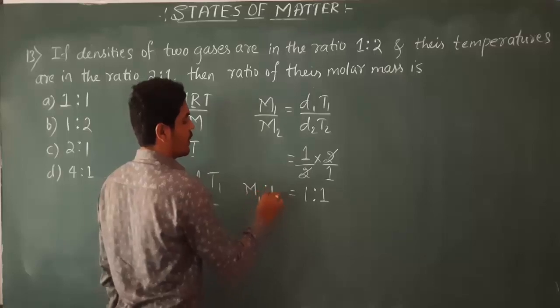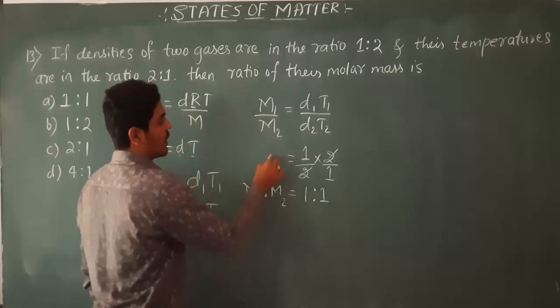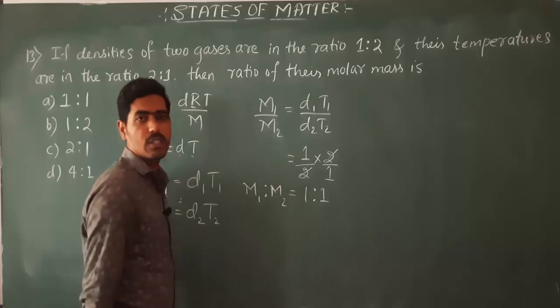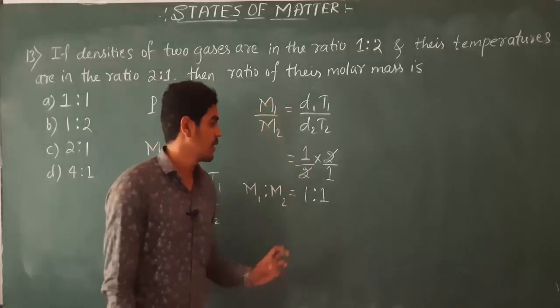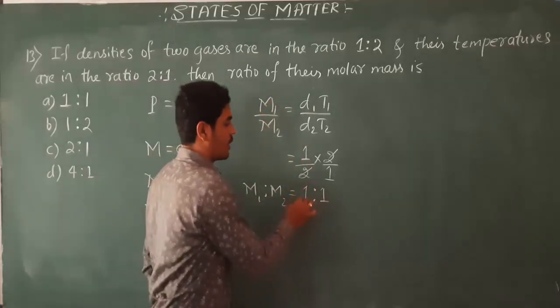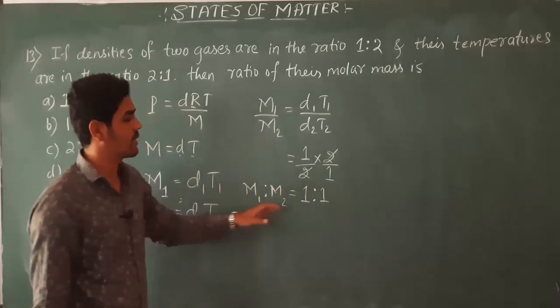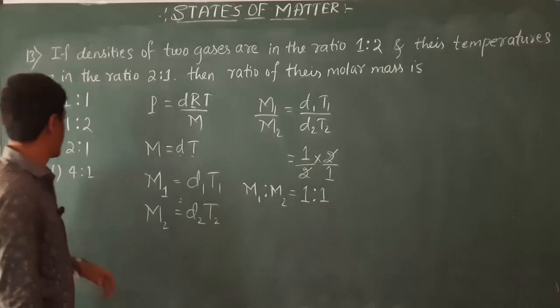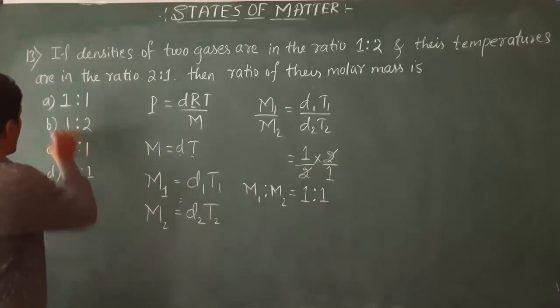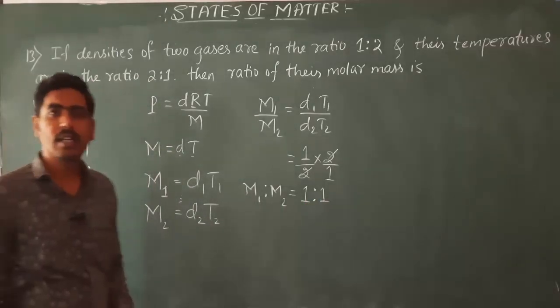M1 by M2 is equal to 1/1. That can also be written as 1:1. So the ratio of their molar masses is 1:1. And which option is right here? Option A is the correct answer.